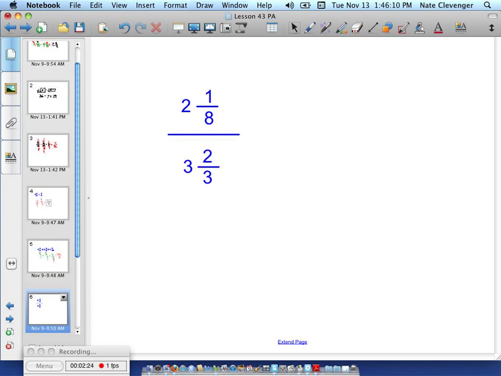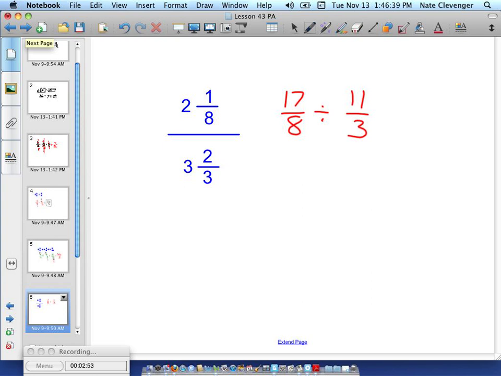What is implied when we have a fraction over a fraction? Division. It's implied division. I would encourage you, and on the next problem I'm going to say the same thing, rewrite this, but don't try to do too much. So 8 times 2 is 16 plus 1 is 17 eighths. I'm going to rewrite this horizontally because we're used to seeing things put that way. 3 times 3 plus 2 is 11 thirds.